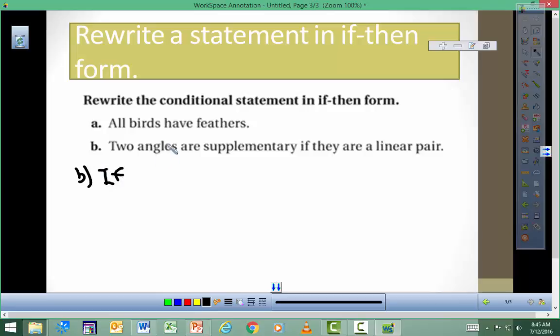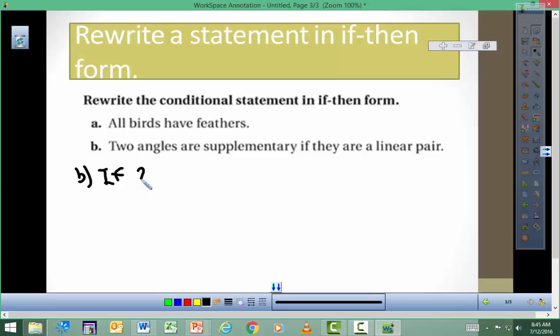Alright, so let's see. Two angles are supplementary if they are a linear pair. And it's almost like they have the if part in there, but they're missing the then part. And so this can be kind of tricky, so it's almost tempting to write if they are a linear pair. And so I don't, then you go, well, where's the then? So here's how I think we should do it.